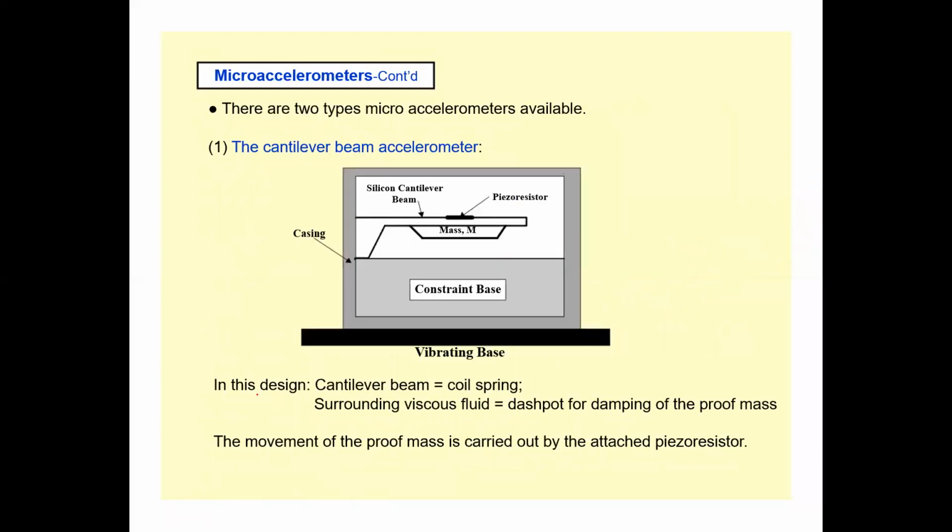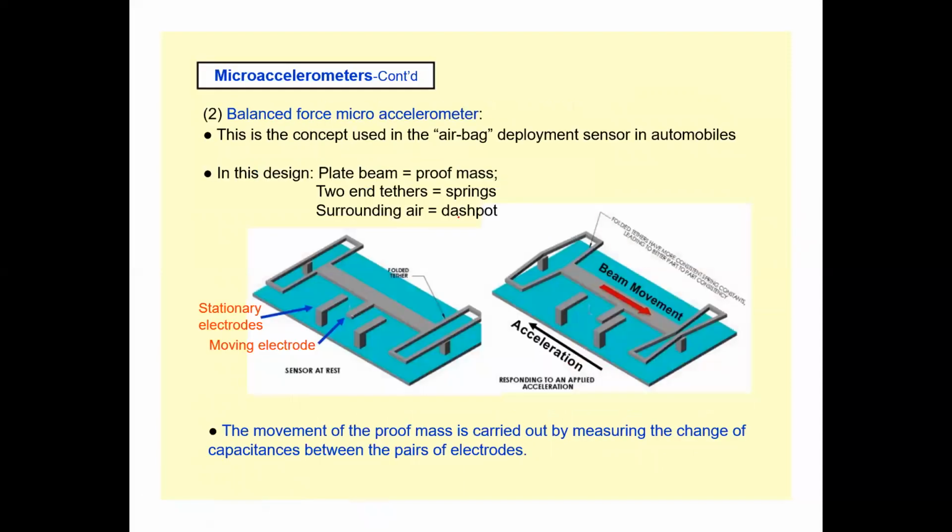This is the cantilever beam accelerometer. You have a constrained base over here, and on the base you have a cantilever, and the cantilever has a piezo resistor, and this is the mass on it, and this is the vibrating base. When this base vibrates in this direction, it will oscillate with an up and down motion. When it moves up and down, the resistance of this piezo resistor will change, and that change in resistance will tell us how much acceleration is being generated.